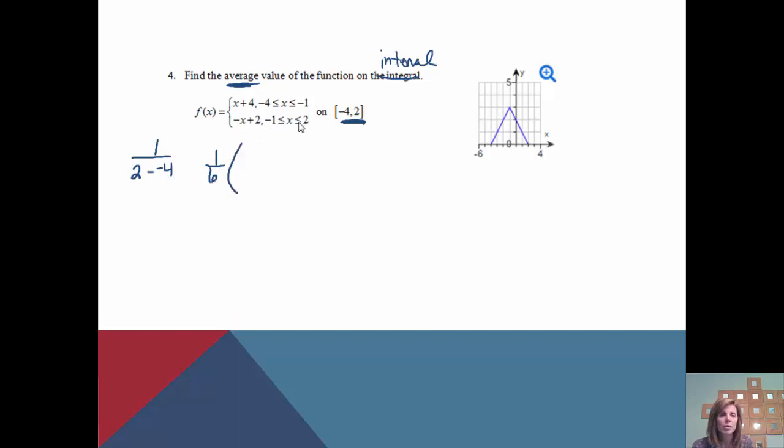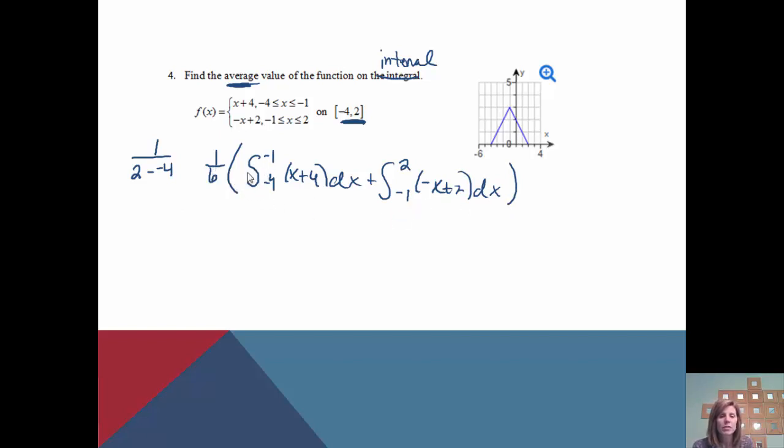Okay, now this one's going to be a little bit different because we do want to find the integral from -4 to 2, but we can't because it's split into 2 parts. So we're actually going to take the integral of each part and add them together. So the first one, I'm going to take the integral from -4 to -1, we have to do the smaller one first. So -4 to -1 of x plus 4 dx, plus we will add it to the integral from -1 to 2 of -x plus 2 dx. Okay, so that's the setup that we are going to have.